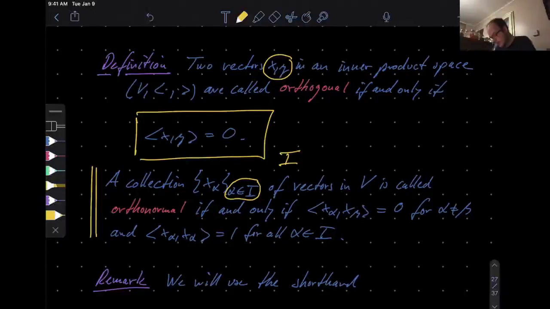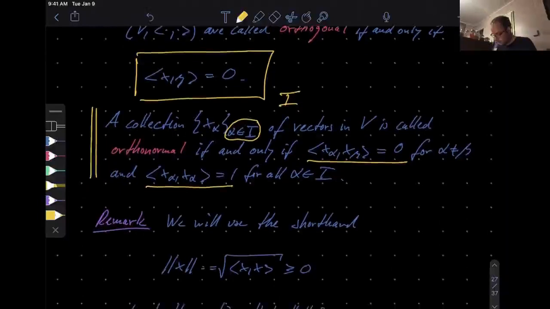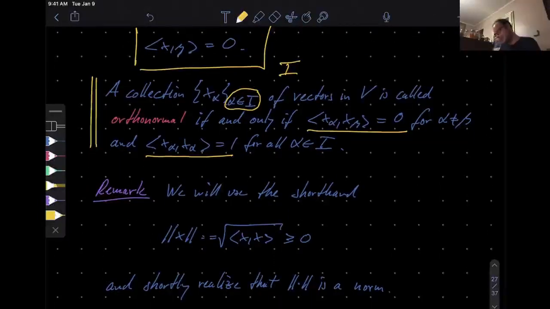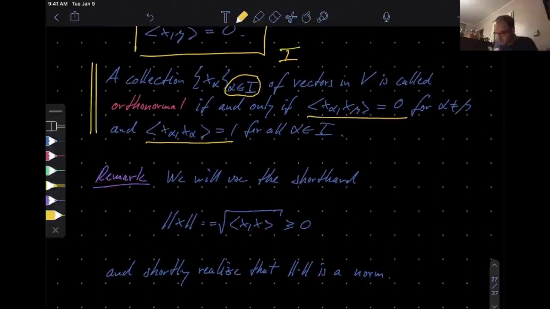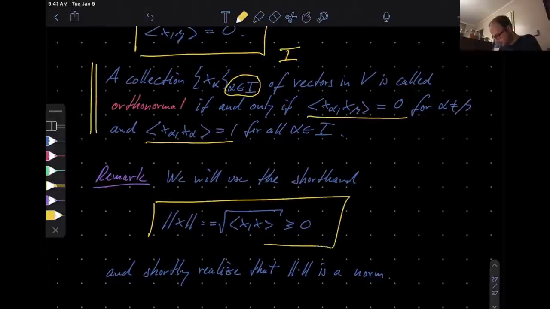But nevertheless, we can make sense of vectors being orthonormal. They have to be orthogonal. This is written here if alpha is different from beta. And then, well, the norm is already in the background, of course. We say orthonormal if orthogonal plus this condition is satisfied. Now, this of course relates to the actual norm, but right now it's maybe not so clear. So what we will do is we will use this shorthand.